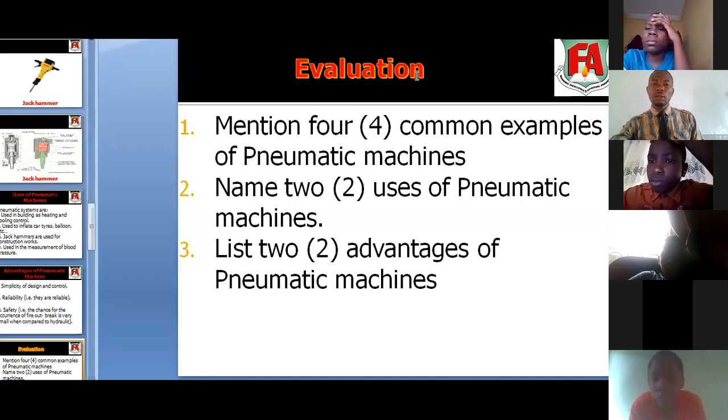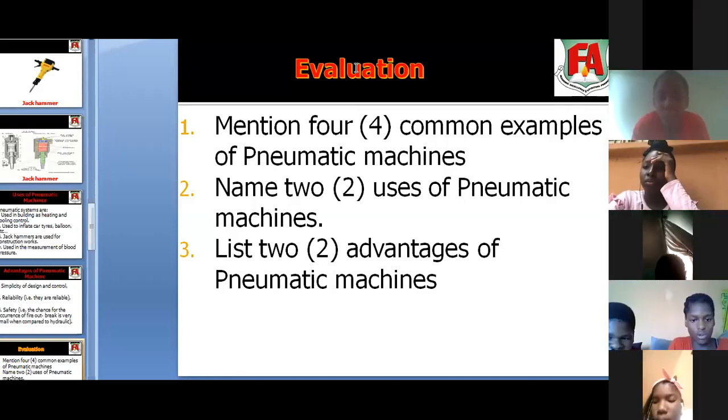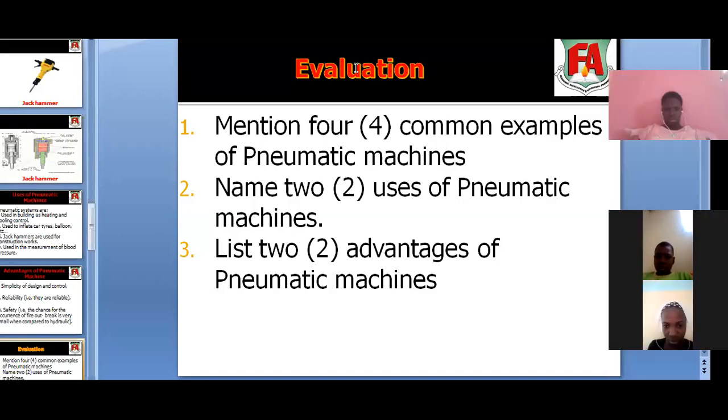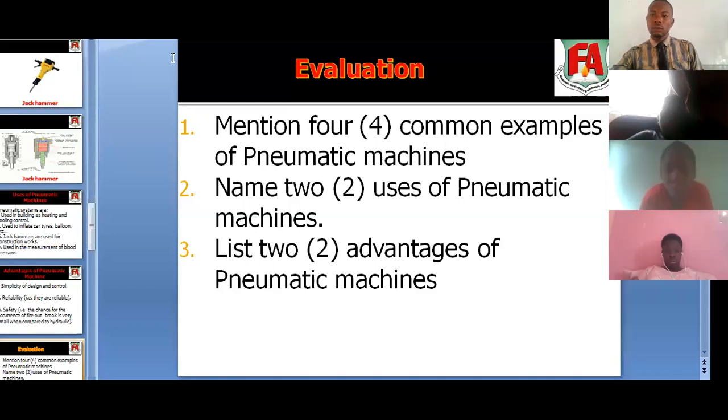Okay, somebody is raising up his hand. Four examples of pneumatic machines. Quickly go through your notes. If you have any question, you can ask me. But since you don't have any question, it's time for me to ask my own question. Four common examples of pneumatic machines.